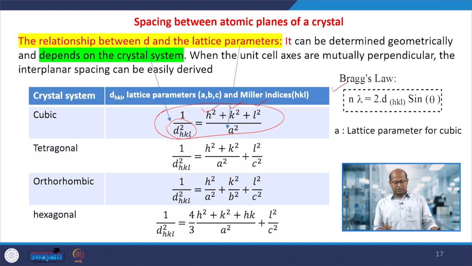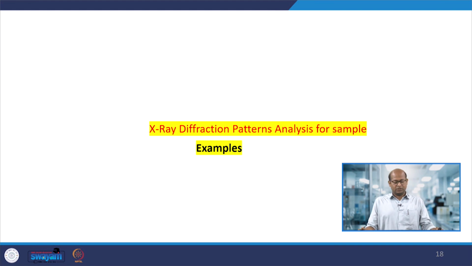these equations. So here for cubic crystal systems, similarly for other systems also, we can find out the d spacings between two different planes if you know the lattice parameters and Miller indices of that particular crystal, that is, the planes present in that particular material. Here a few examples we can show, so then it would be clear.